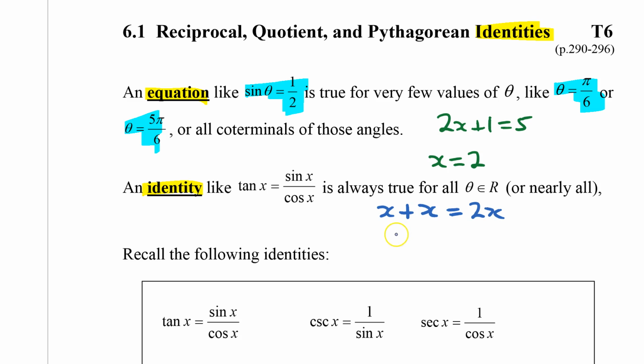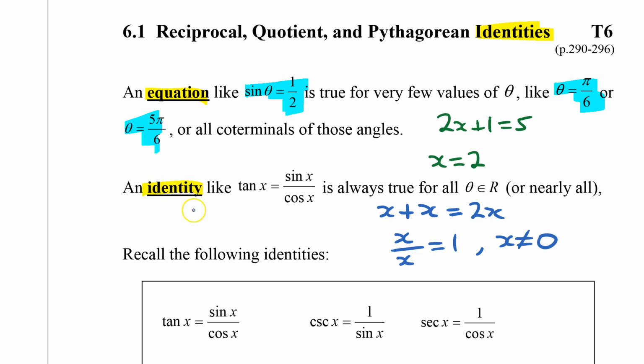Sometimes identities will have a few restrictions to them. So for example, if I say x over x is equal to 1, you might say, hey, that works for any value of x because anything divided by itself is equal to 1, except there is one non-permissible value: you cannot say x would be equal to 0. So I have to add that x can't be equal to 0 because I can't divide by 0.